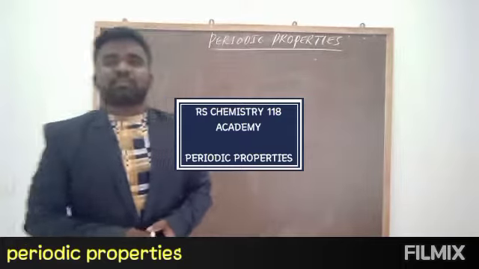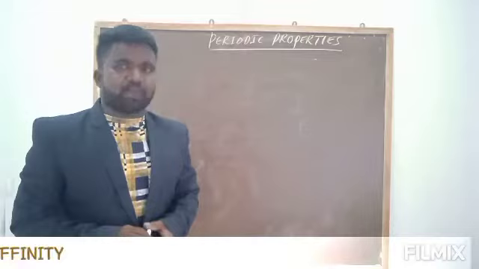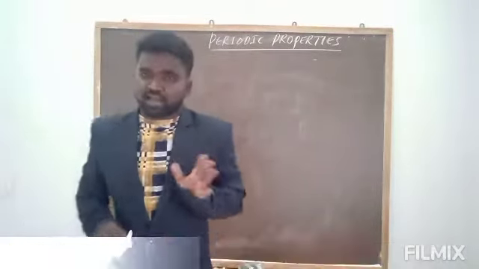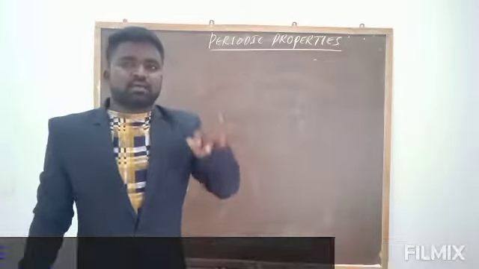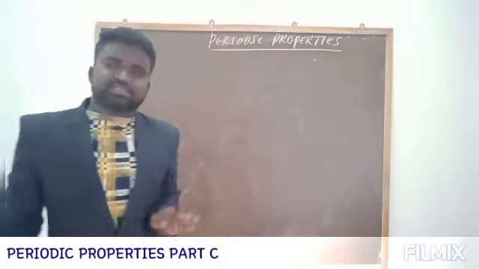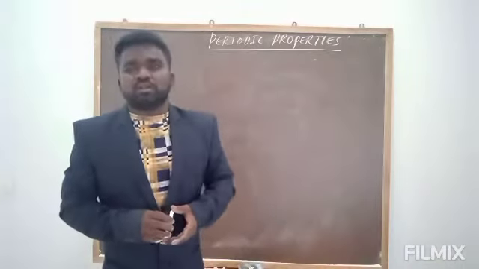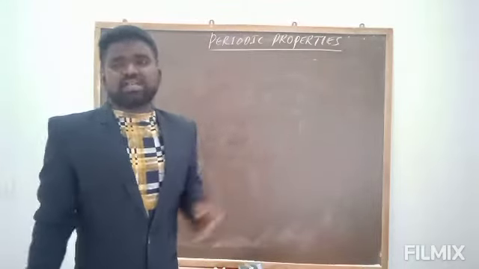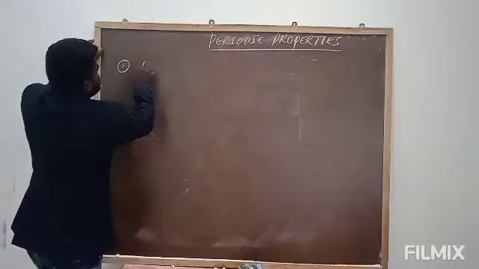Good evening, students. In the previous class, we discussed four periodic properties: atomic radius, valency, electropositivity, and electronegativity. Now, four more are left. Those are ionization energy, electron affinity, screening effect or shielding effect, and nuclear charge. Now we will discuss them one by one. First one is ionization energy.